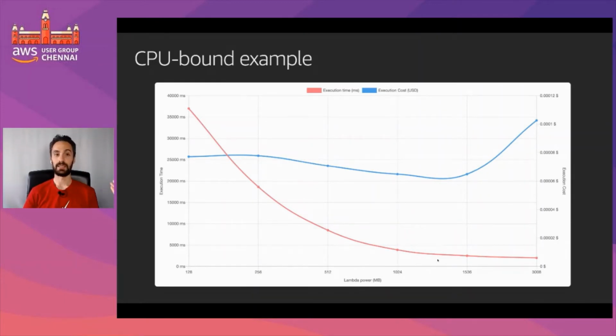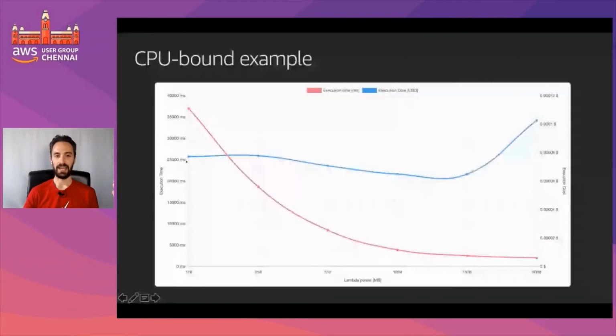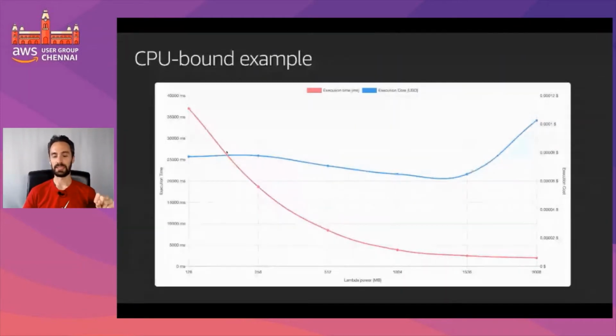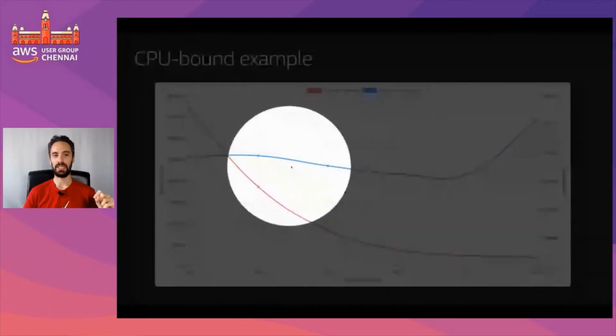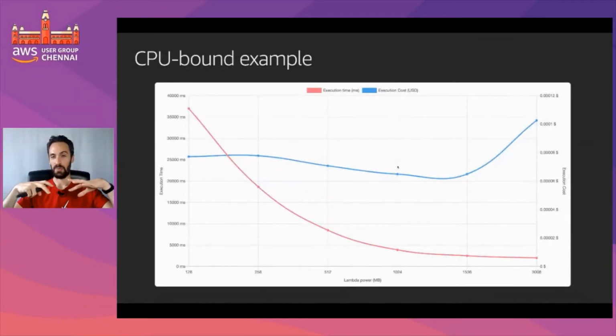The blue line is cost. So what we expect in theory is that if we give it more power, the blue line should also go up, right? What actually happens, and this is a similar CPU-bound example, is that as we give it more power, the average cost per execution is going down. Now, this is mind-blowing for a lot of people.